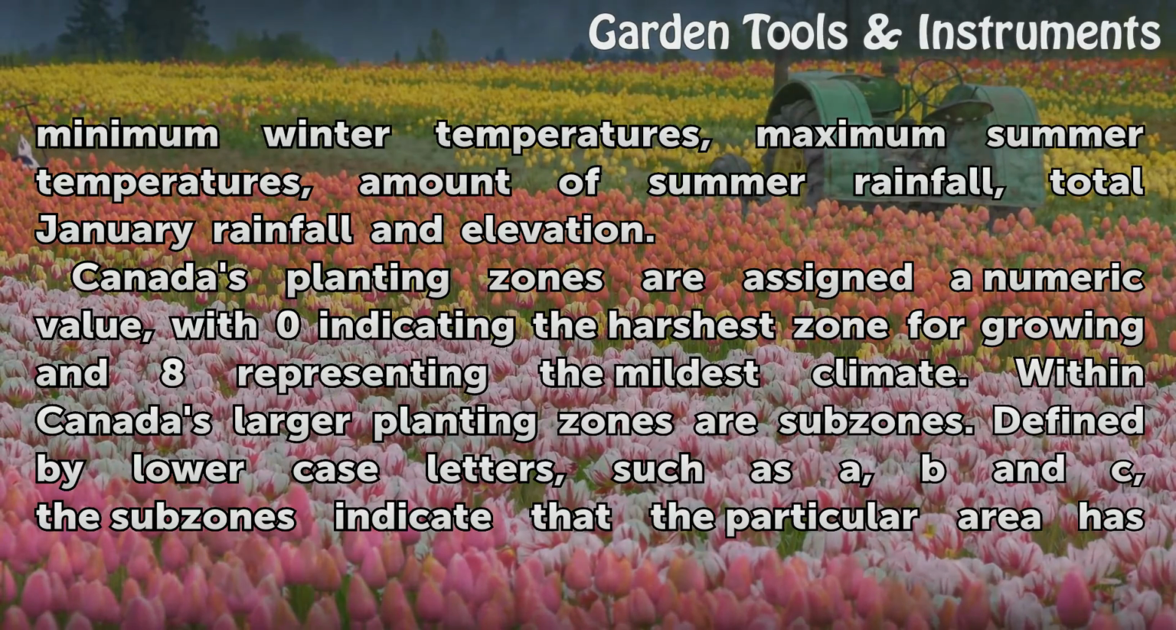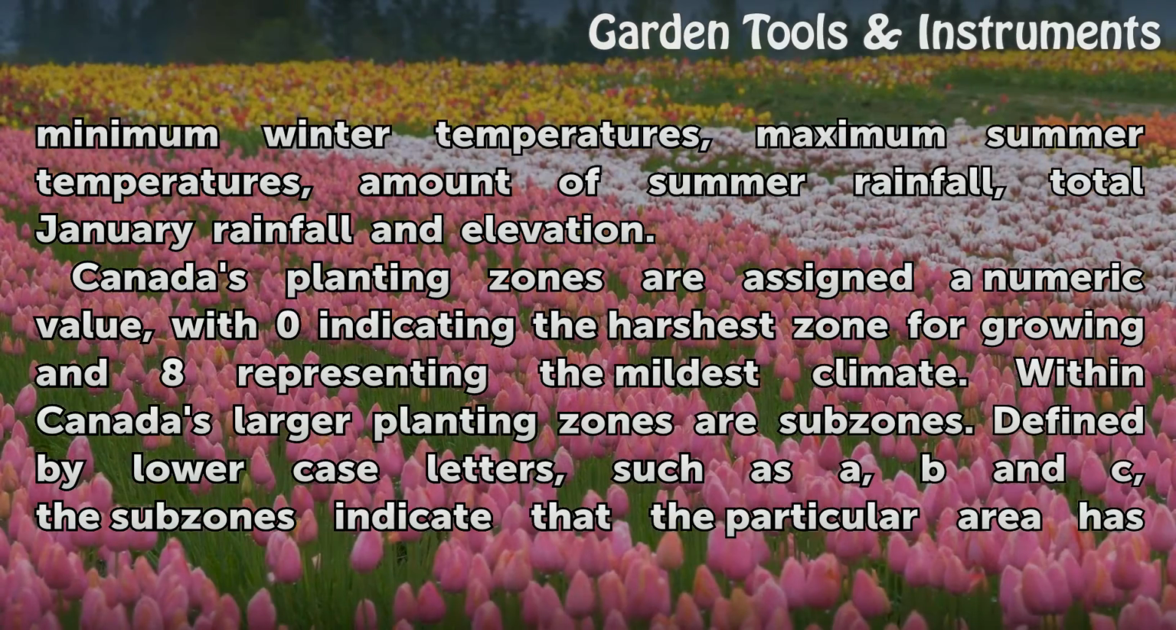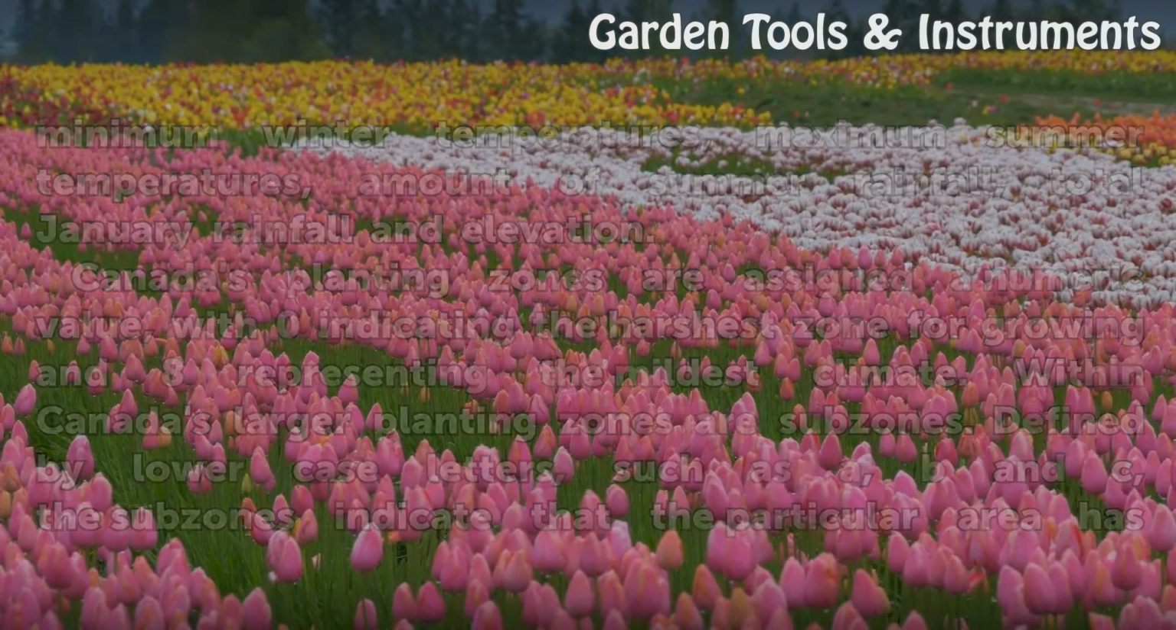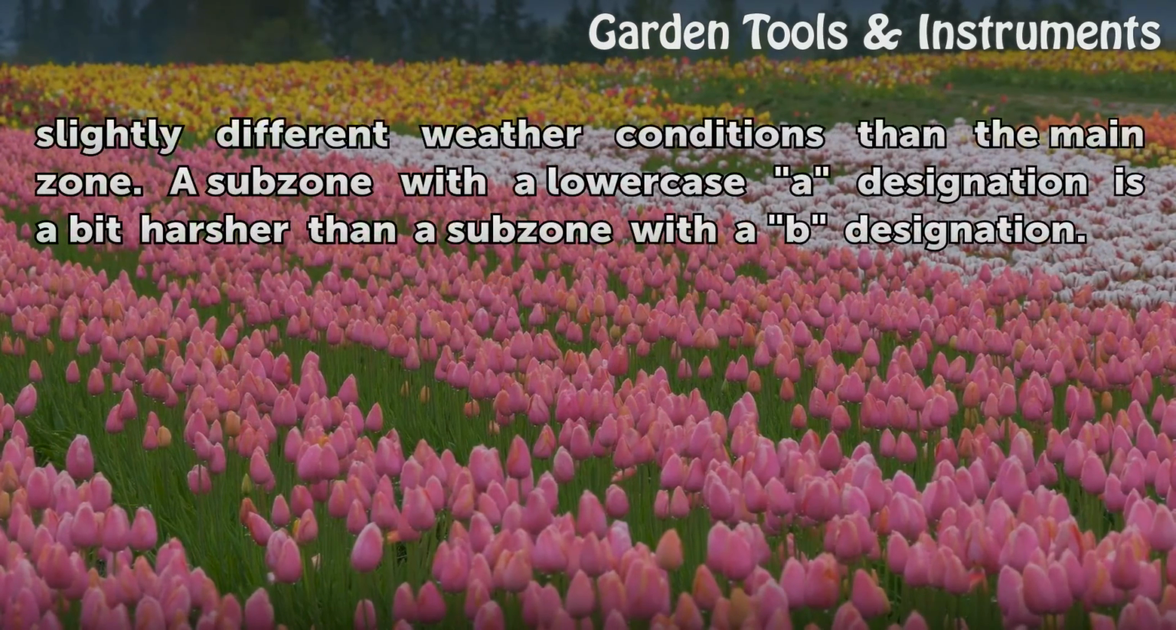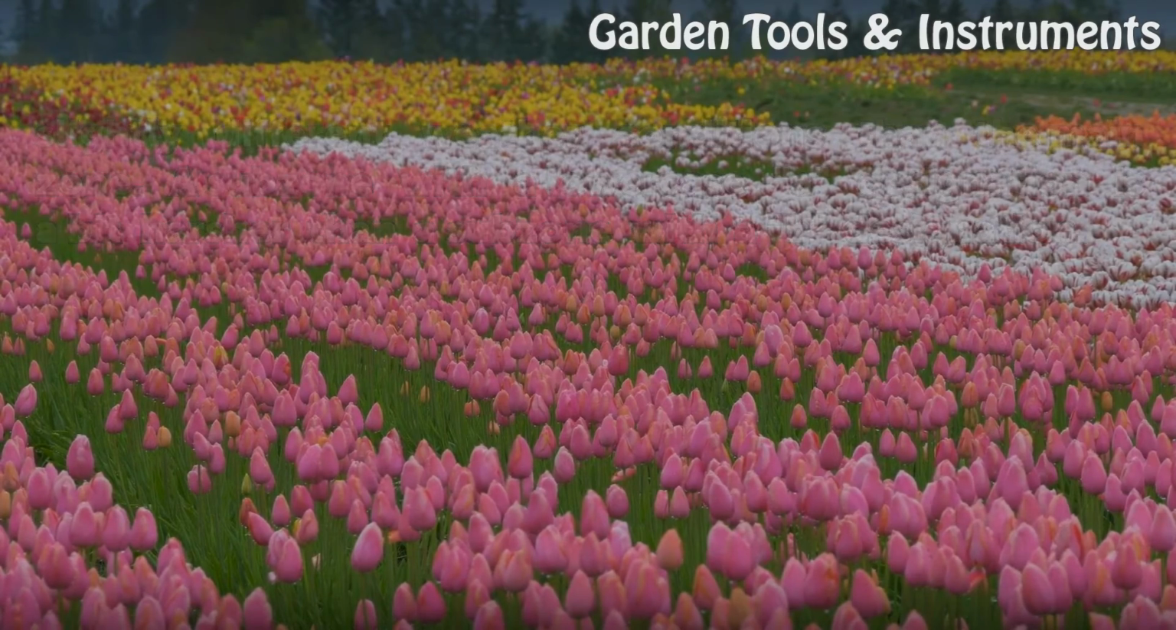Defined by lowercase letters, such as a, b and c, the subzones indicate that the particular area has slightly different weather conditions than the main zone. A subzone with a lowercase a designation is a bit harsher than a subzone with a b designation.